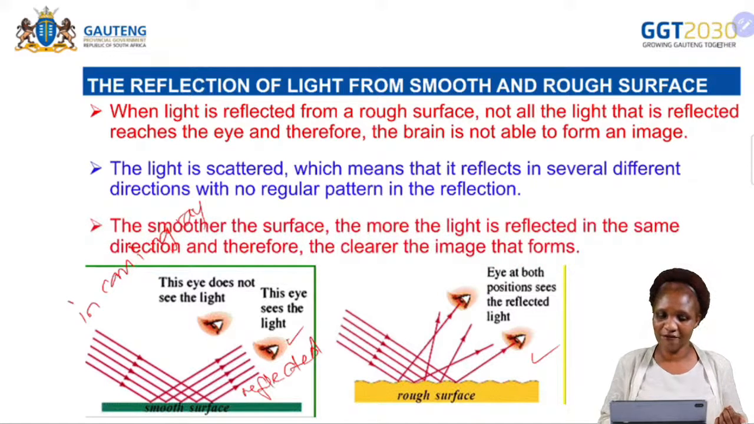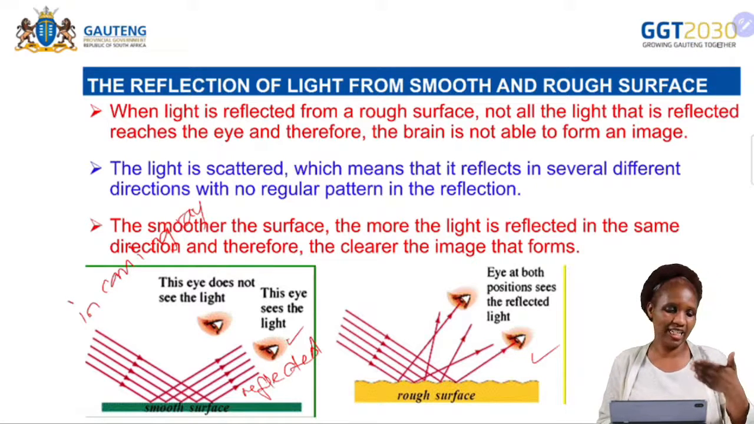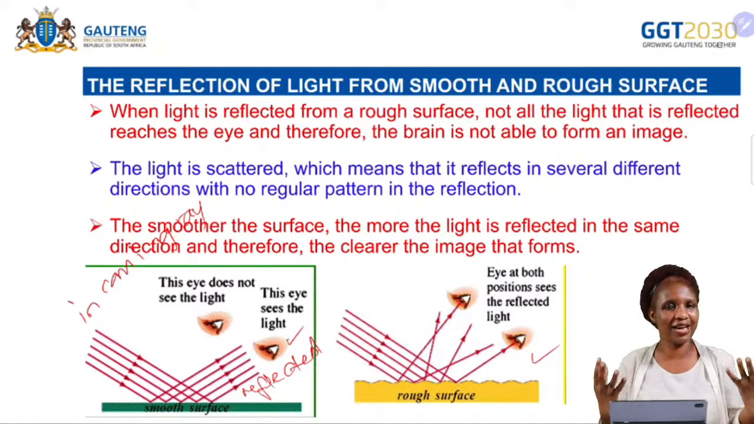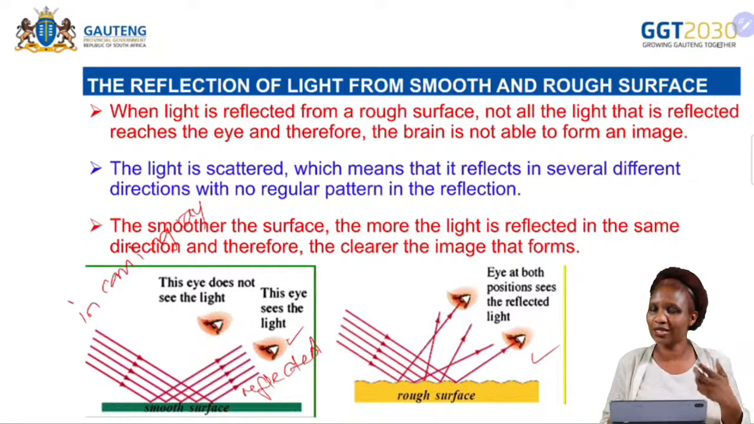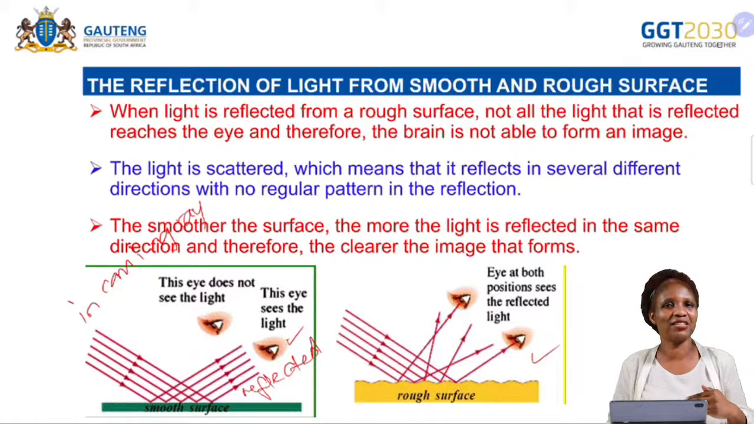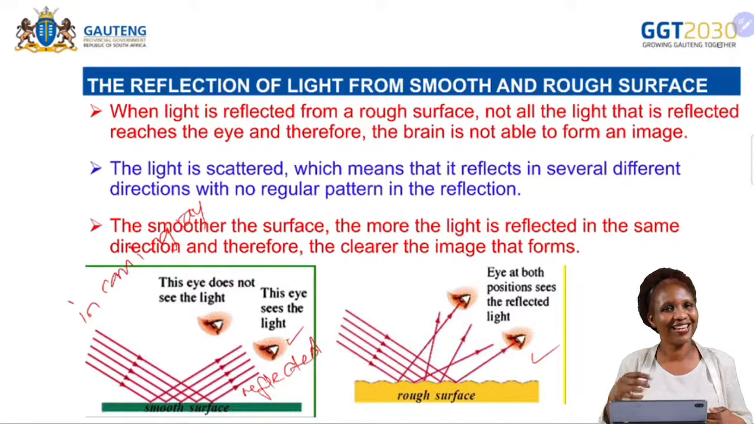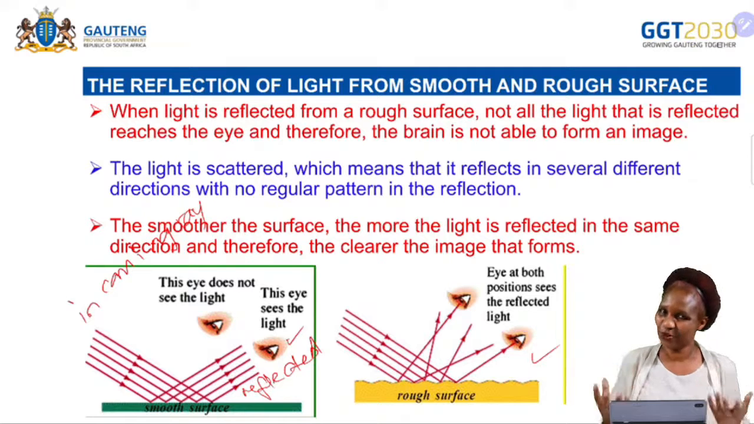The smoother the surface, the more the light is reflected in the same direction, and therefore the clearer the image that forms. The image will be very clear. For example, if you take a mirror and check yourself, you will see a clear image of yourself. Why? Because it is a smooth surface. If light strikes that surface, then there will be reflected rays which will come to your eyes, and then it will be interpreted as what you see.